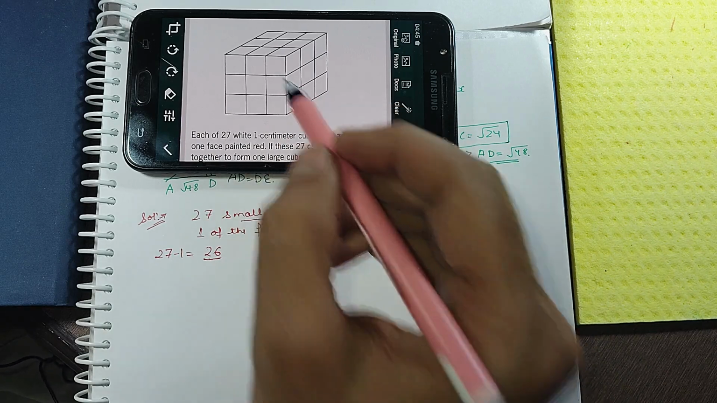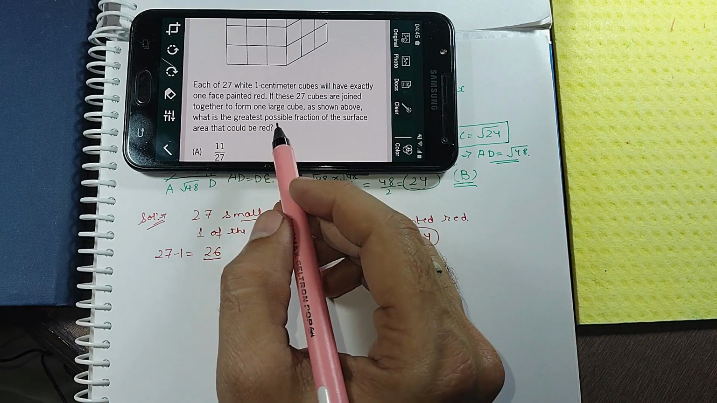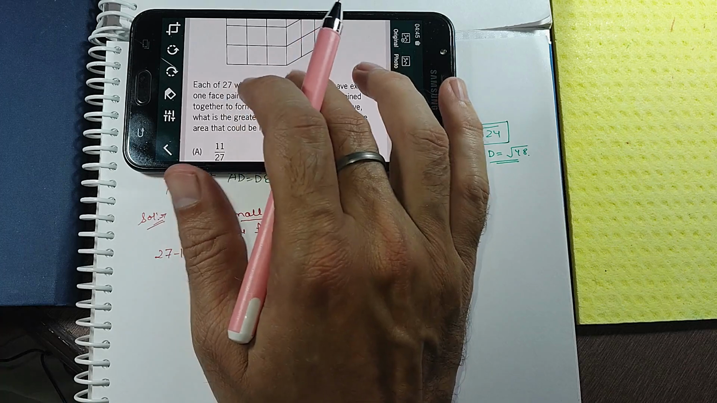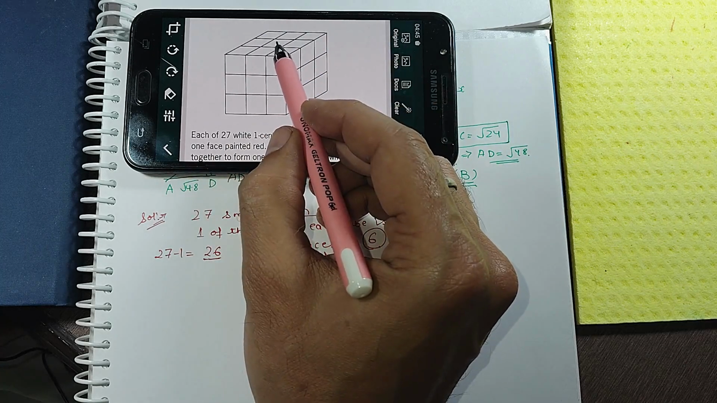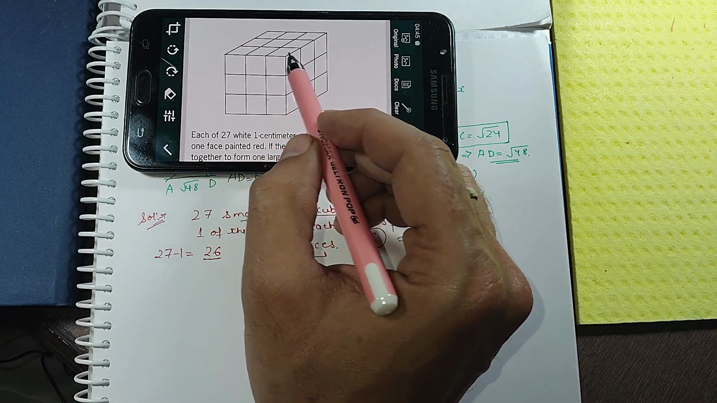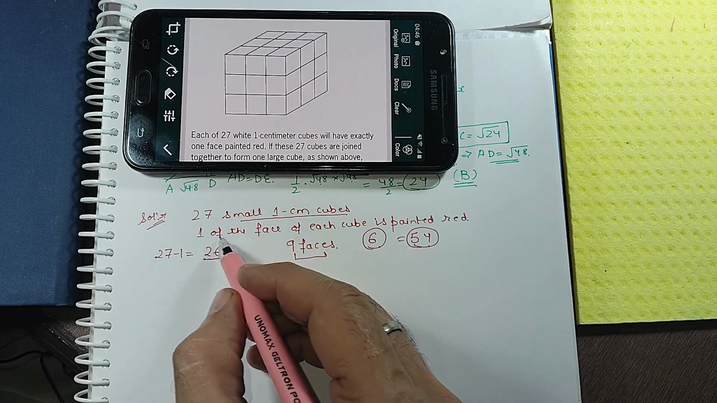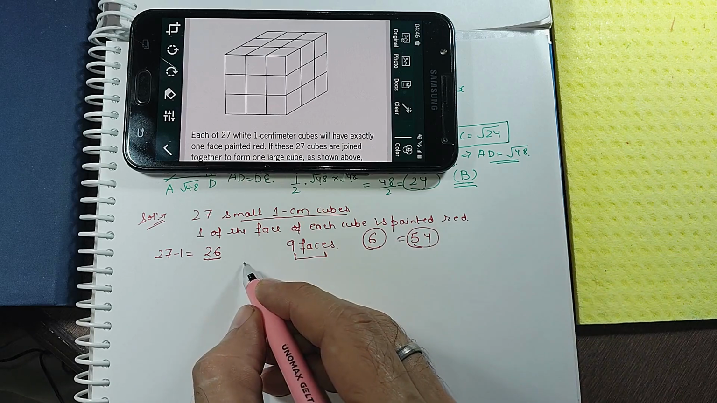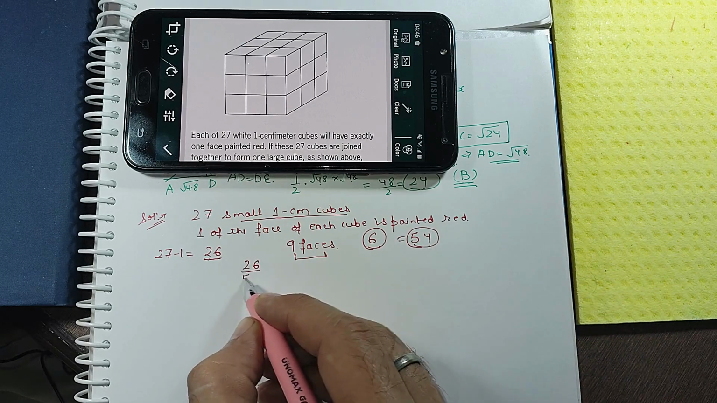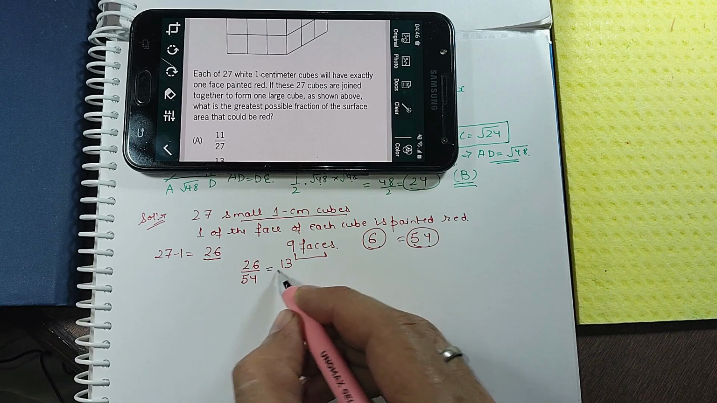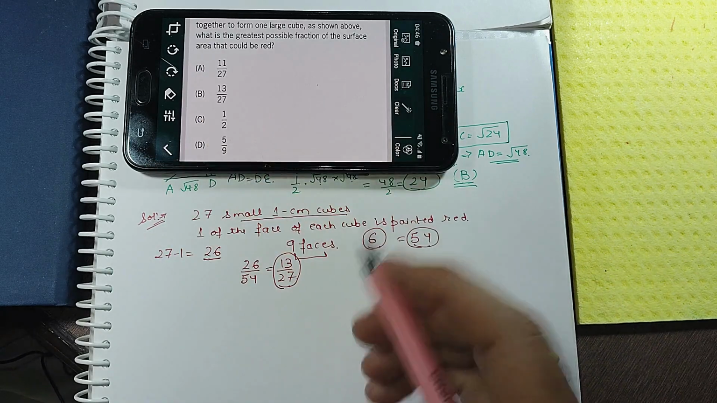But if we paint them, we need to find the greatest possible fraction of the surface area that could be red. But the one cube at the center will have no face shown. So total will be 26 faces shown. Right? So only one of the faces is painted red. So the required ratio will be 26 by 54. So this will be 13 by 27. So the right option will be option B.